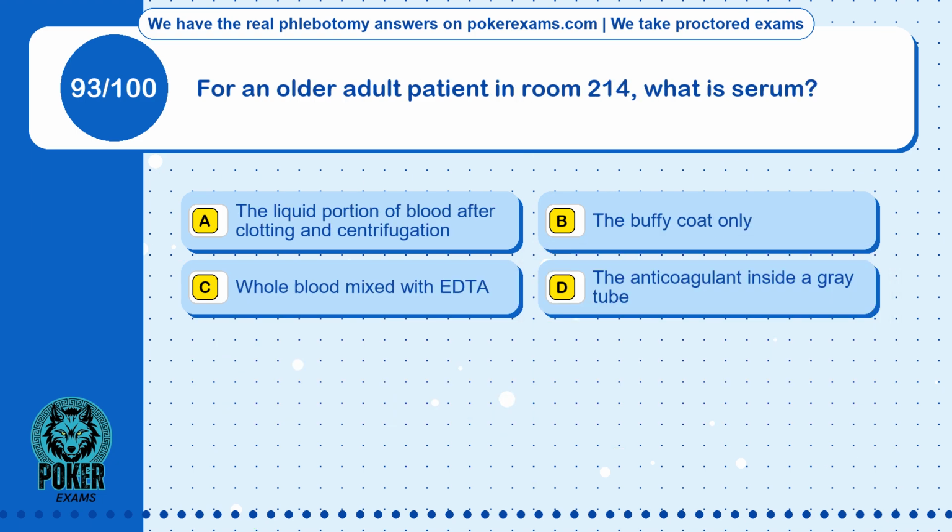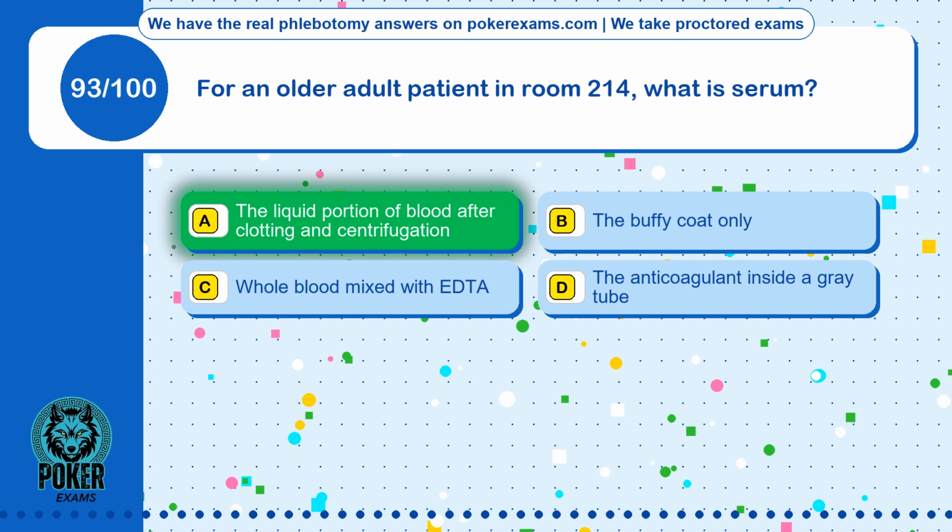Question 93. For an older adult patient in room 214, what is serum? Option A. The liquid portion of blood after clotting and centrifugation. Option B. The buffy coat only. Option C, whole blood mixed with EDTA. Option D. The anticoagulant inside a gray tube.